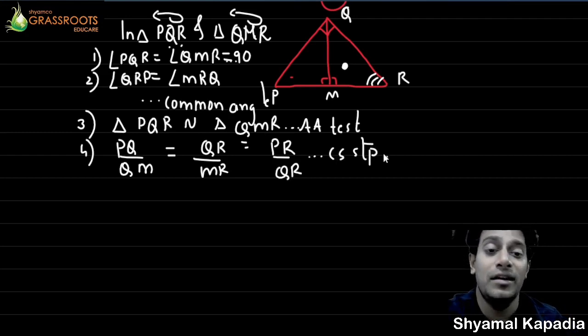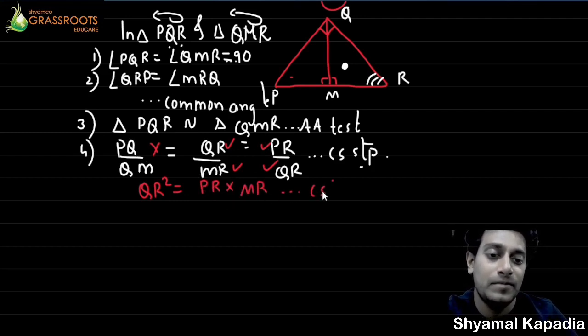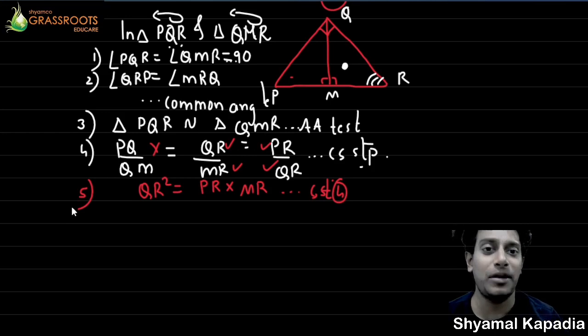Did you get this? And all you have to prove is QR square. Can you see QR, QR, QR? Yes, I can see them. Here and here is PM into MR. You don't need this. Cross multiply. So QR square is equals to PR into MR. Statement number 4. That's it. This is the second part of the question.